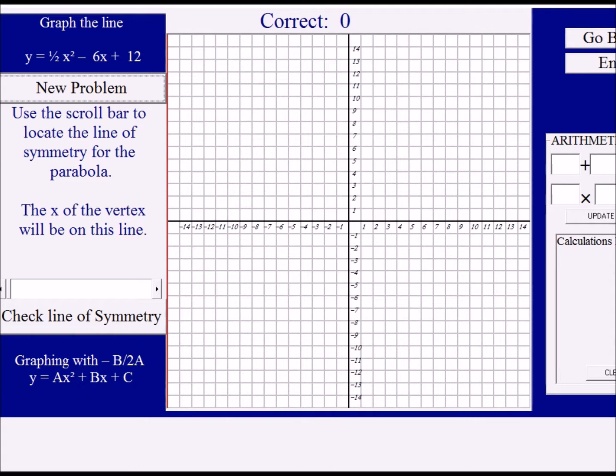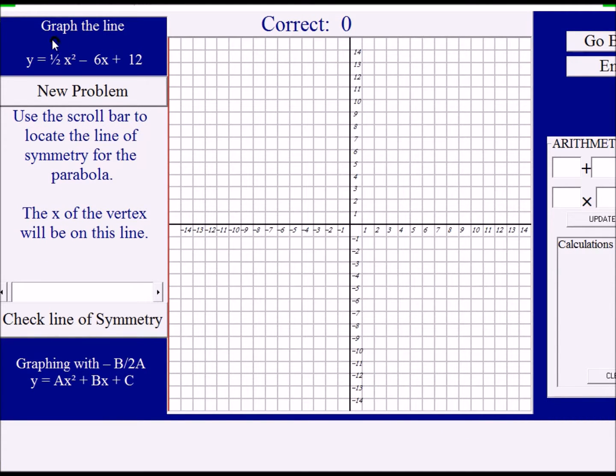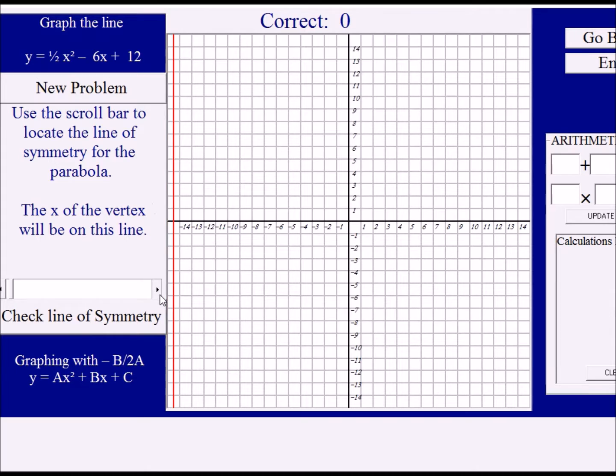So let's try to do that here. I'm going to bring up the marker so that I can do this. For us, a is 1/2 and b is -6 and c is 12. So we want minus b, which would be the opposite of this b, which would be 6, over 2a, and 2 times 1/2 would be 1. That means our line of symmetry for this parabola is going to be on 6. So I'm going to minimize the marker and we're going to float in the line of symmetry. It's going to be at 6.